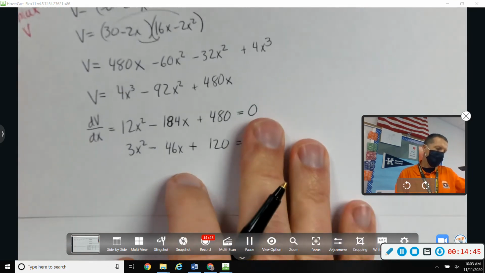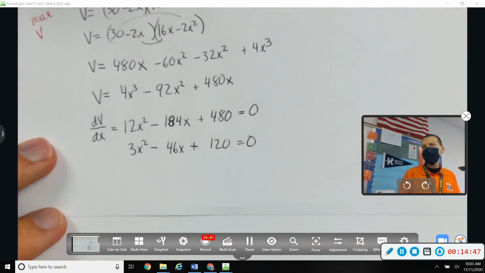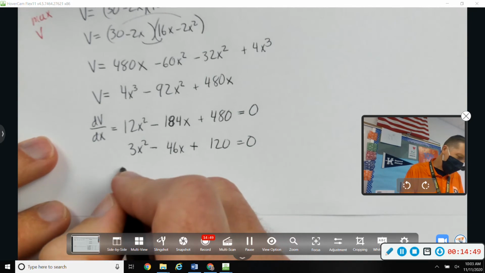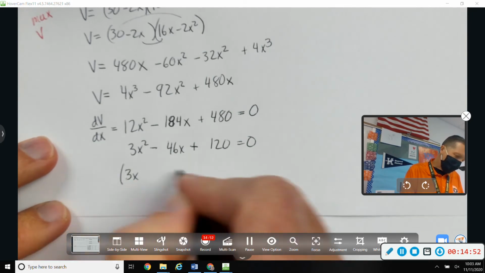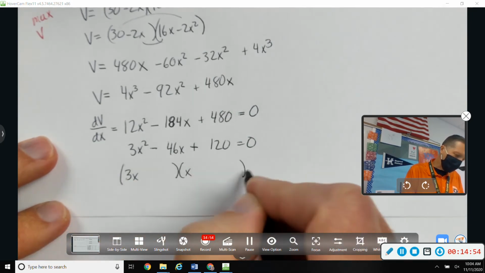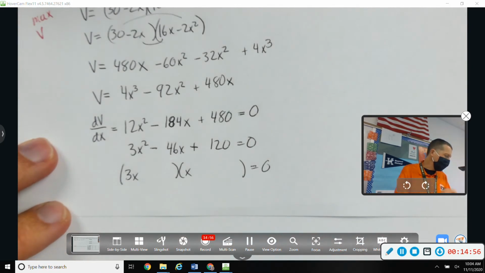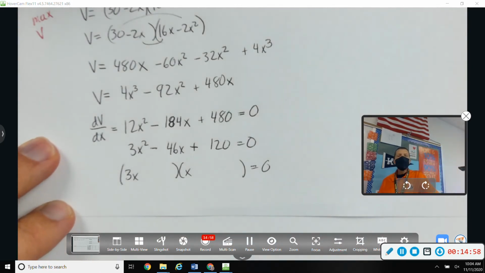Well, it's not great, but it's sure way better than 12x squared. So I'm sure hoping this factors, because if it doesn't factor, I'm stuck using the quadratic formula. Don't really want to do that. I mean, if you have to, you have to, but I hope it doesn't.